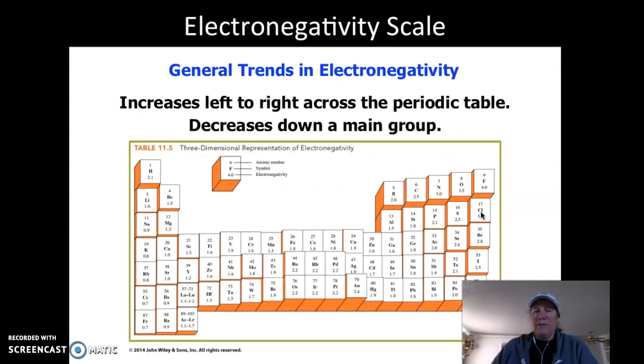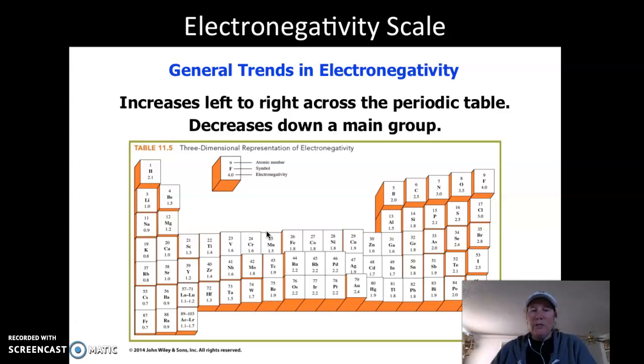I'll give you a different scale because the one in your book is different than most other books. When you subtract the difference between the two electronegativities, if it's from 0 to 0.3, that is a nonpolar covalent bond. If the difference is 0.3 to 1.7, that is a polar covalent bond. And if the difference is higher than 1.7, then it's an ionic bond.